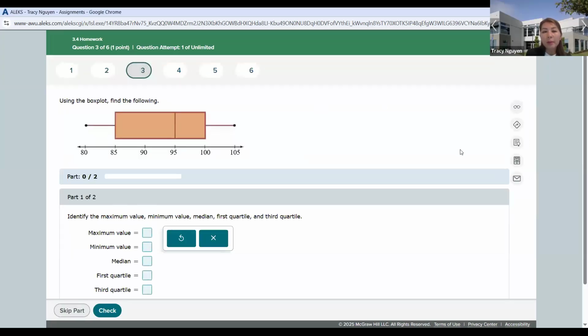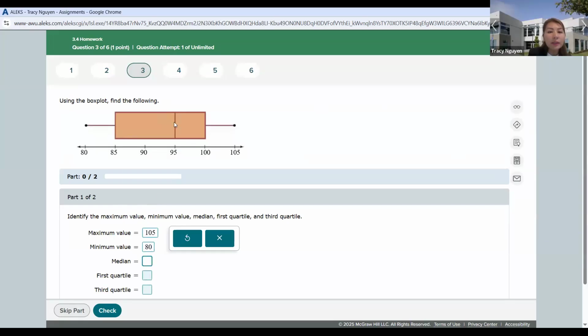Now, look at this problem. What I'm asking you to do in this problem is, given the box plot, identify the 5-number summary. So what you notice here is that it listed the maximum value first. You're going to key in 105. What we see here, the maximum I see here is 80.